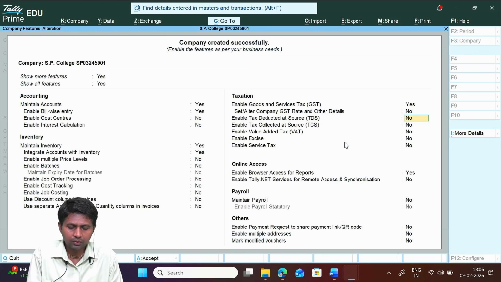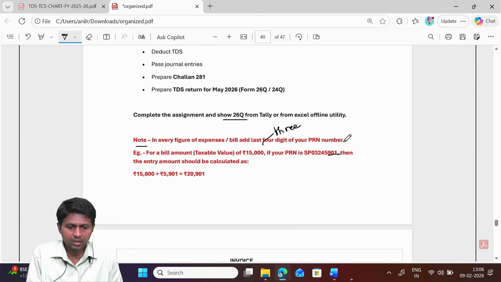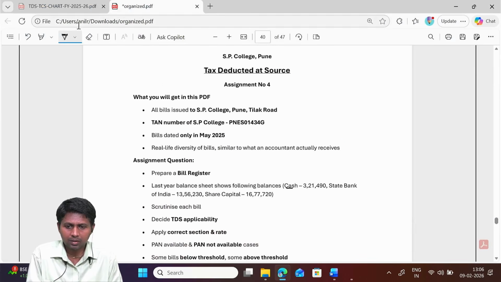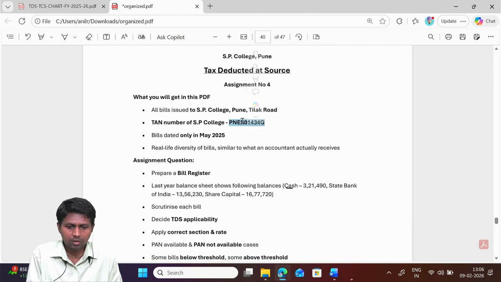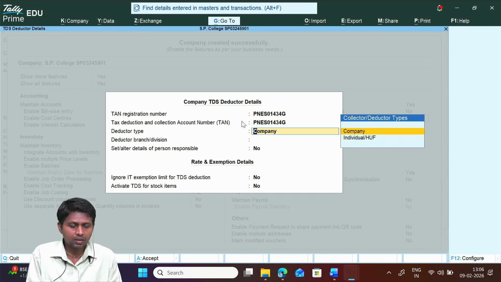After that, you will get the question about the TDS, say applicable, TDS is applicable. Then TAN registration number, I think they have given it in your assignment. Now just copy the TAN registration number, Control C, Control V here. Now TAN number also, that is same, keep that as it is. Here keep company. Correct. Then this is in Pune.